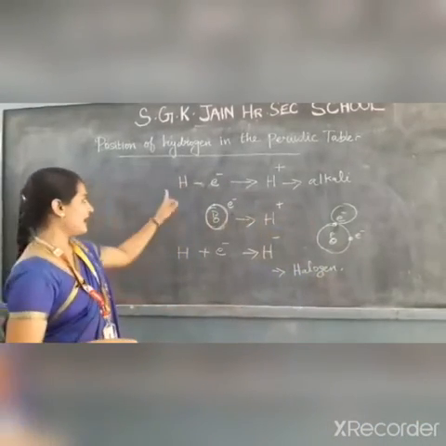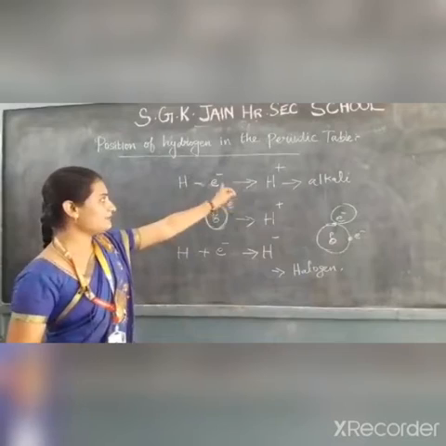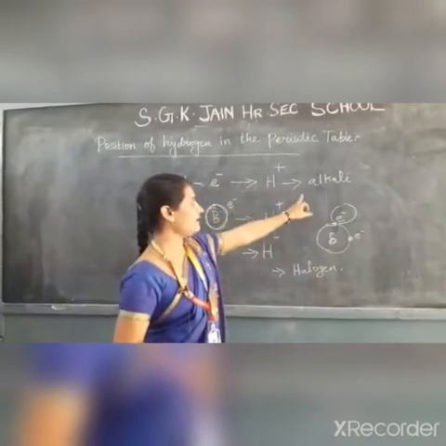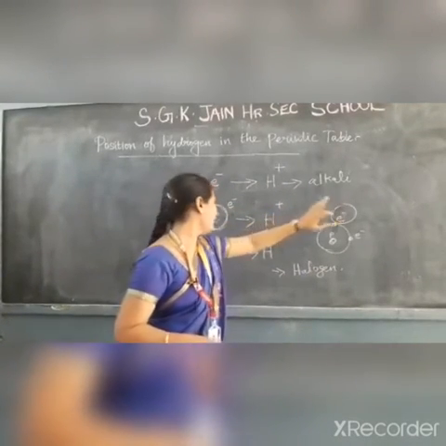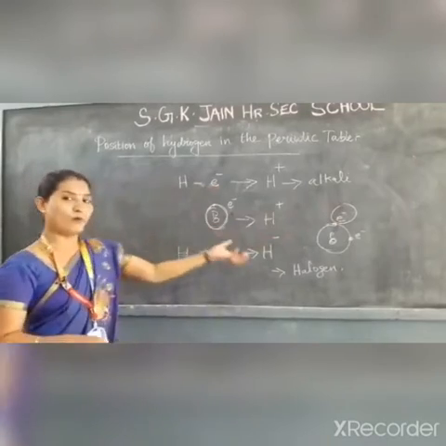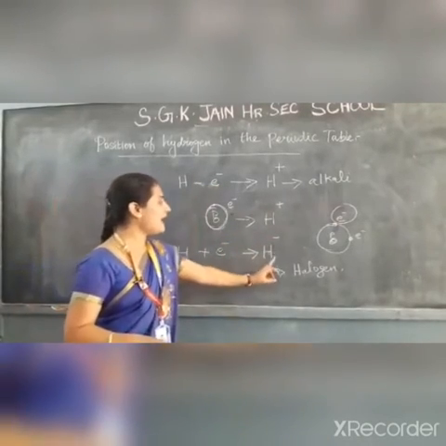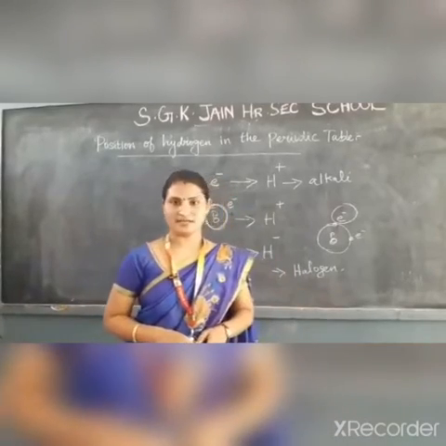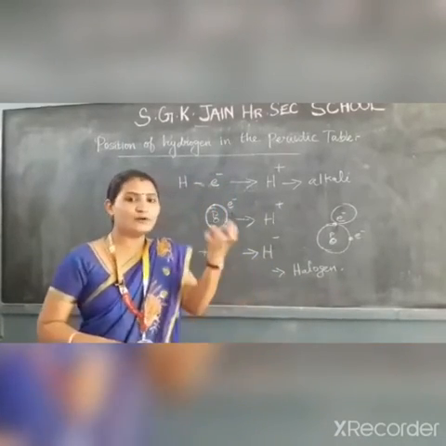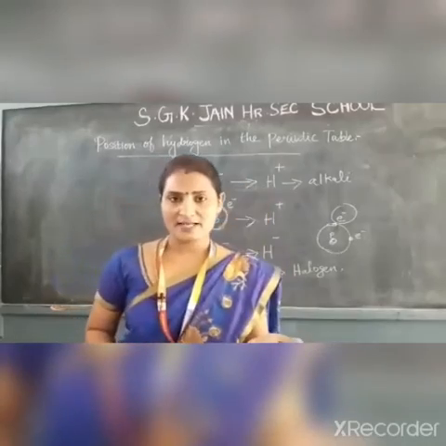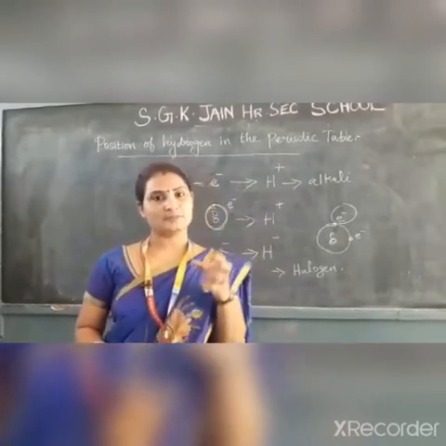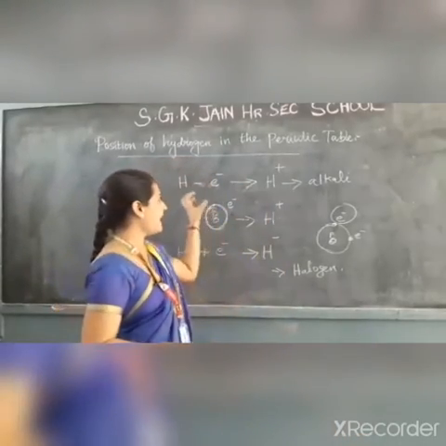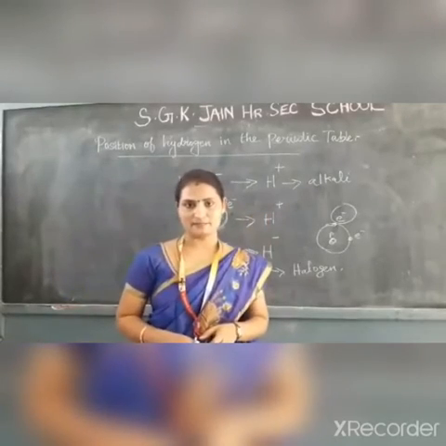Understood? So as hydrogen loses 1 electron, it forms the hydrogen ion, and it behaves like an alkali. As hydrogen gains 1 electron, it forms a hydride and it behaves like a halogen. Understood? So it is unique in the periodic table. So there is still a debate about where to place hydrogen in the periodic table.